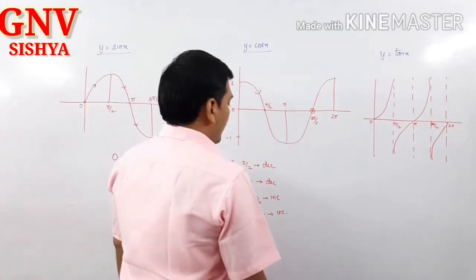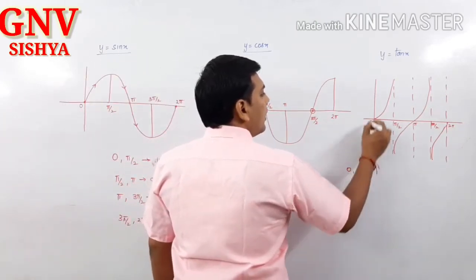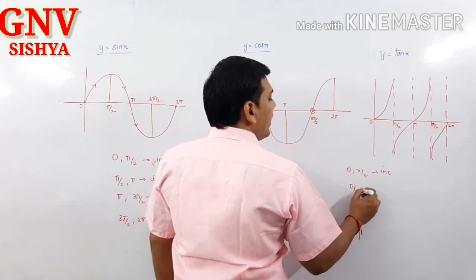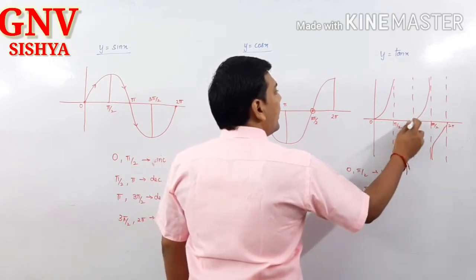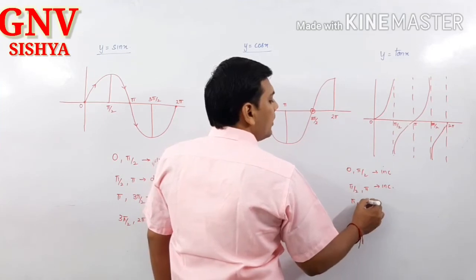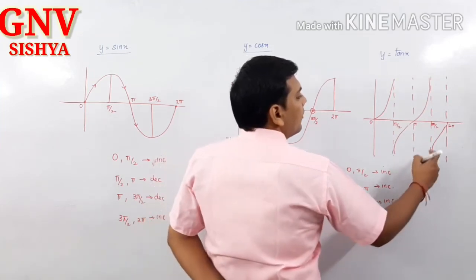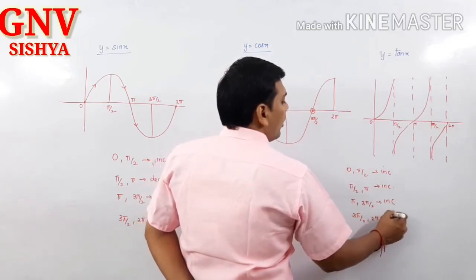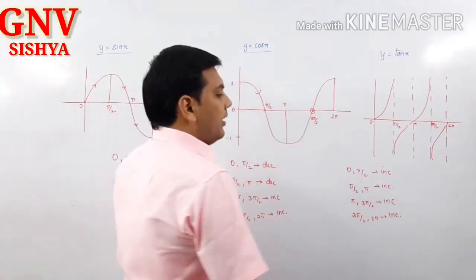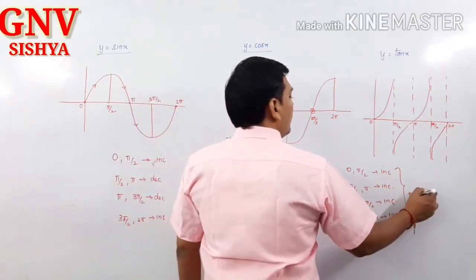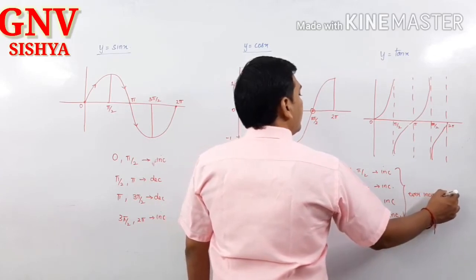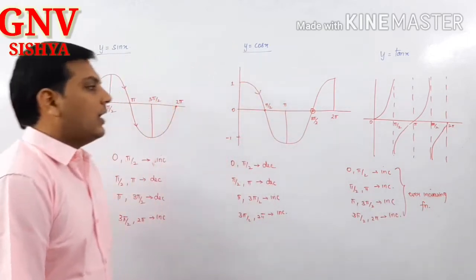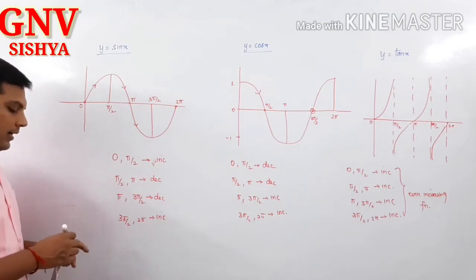Similarly for tan x, from 0 to pi by 2, the curve is going up, so it is increasing. From pi by 2 to pi, again going up, increasing. From pi to 3 pi by 2, again increasing. From 3 pi by 2 to 2 pi, again going up, again increasing. So tan x is always called an ever increasing function. And what about cot x? Always a decreasing function. Very simple. So if tan x is always increasing, cot x is always decreasing.